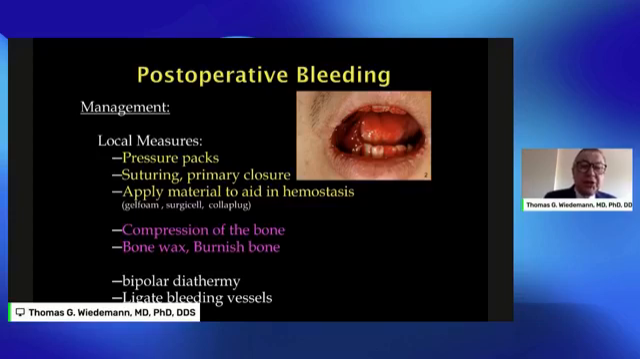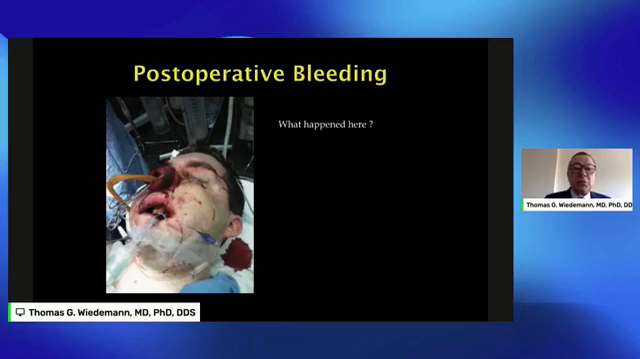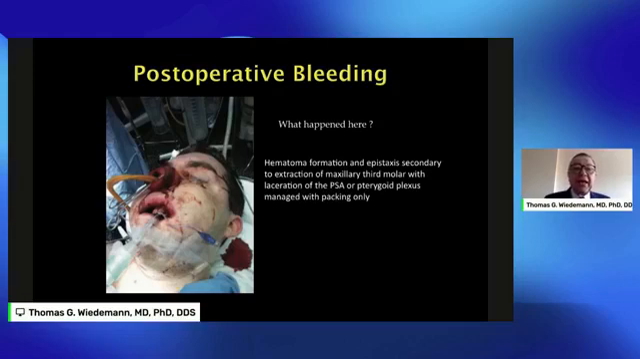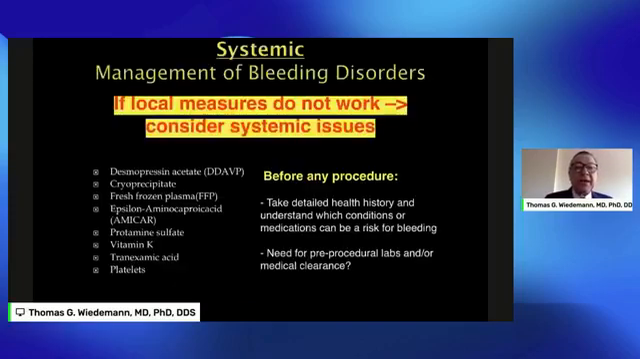But also other procedures are available. Like compression of the bone, we can use bone wax, we can burnish the bone, but even sometimes we have to use more advanced procedures like using a bipolar or even have to ligate blood vessels. You see this patient here. What happened here? This patient had a third molar extraction. And it caused a large hematoma, most likely due to a laceration of the PSA or the pterygoid process. But this patient, this bleeding could be contained by packing only.